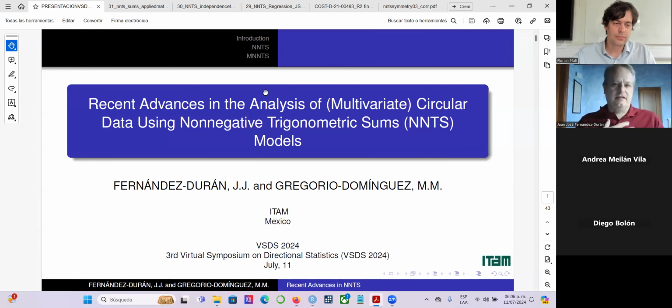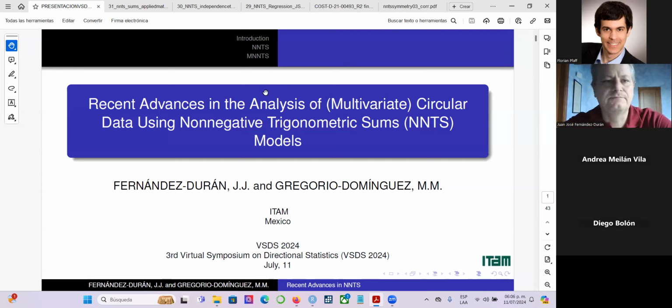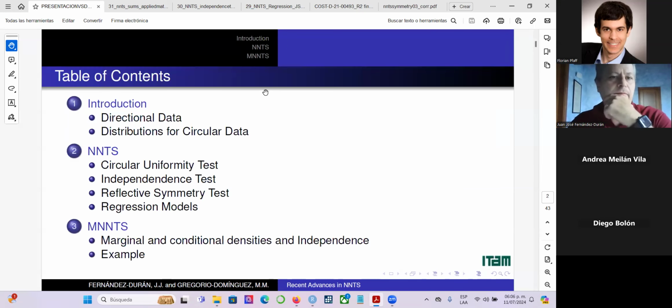Okay, well, this is basically the recent advances that we have made in the analysis of circular data using non-negative trigonometric sums. And basically, I will give an introduction, and then I will talk about the univariate case, and then I will talk about the multivariate case.